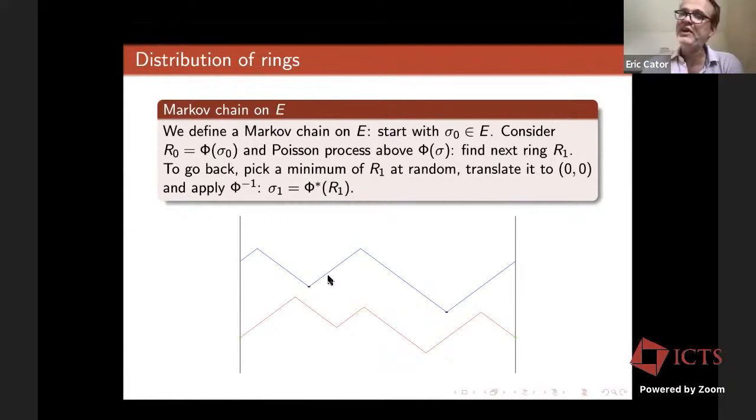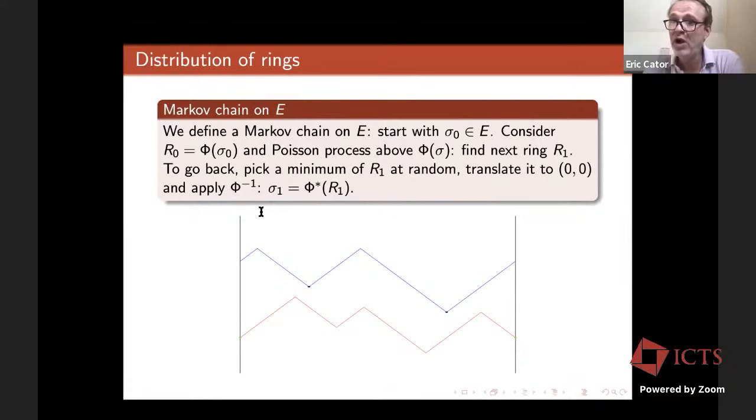And this ring has to be translated back to our state space E. And then something interesting happens, because in order to do that, we have to choose which minimum ends up in the origin. So what I do is I make a random map phi star. The random map chooses one of the minima at random, for example, this one. Then I translate this point to 0, 0, and I apply phi inverse. So you take a random minimum, make sure that's in the origin, and then you make this coding with the x and the y coordinates. And that's what phi star does.